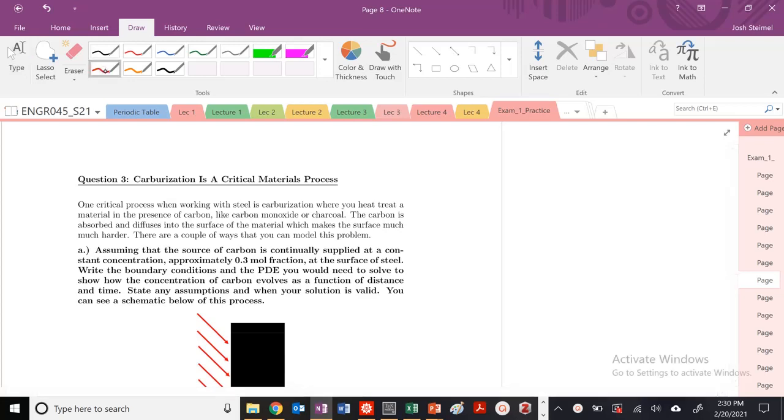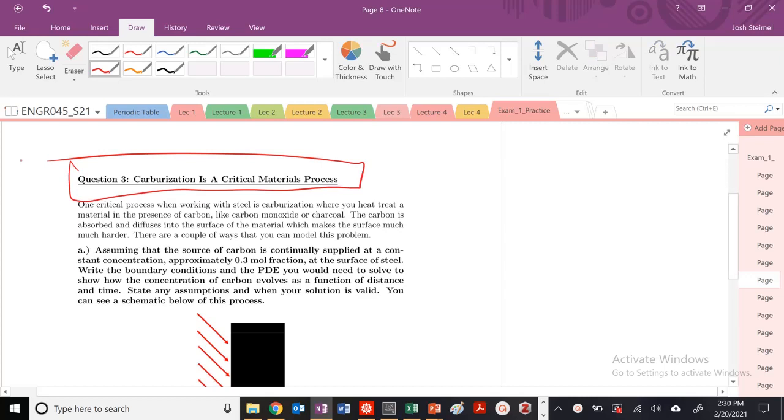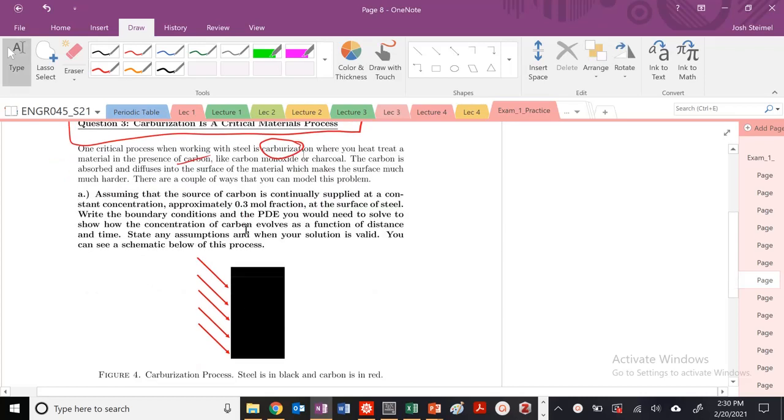On to question 3. Carburization is a critical materials process. One critical process when you're working with steel is carburization. It's when you treat a material in the presence of carbon monoxide or charcoal. The carbon absorbs and diffuses into the surface of the material, making the surface much harder. There are a couple of ways you can do it, and you can model it in this problem.